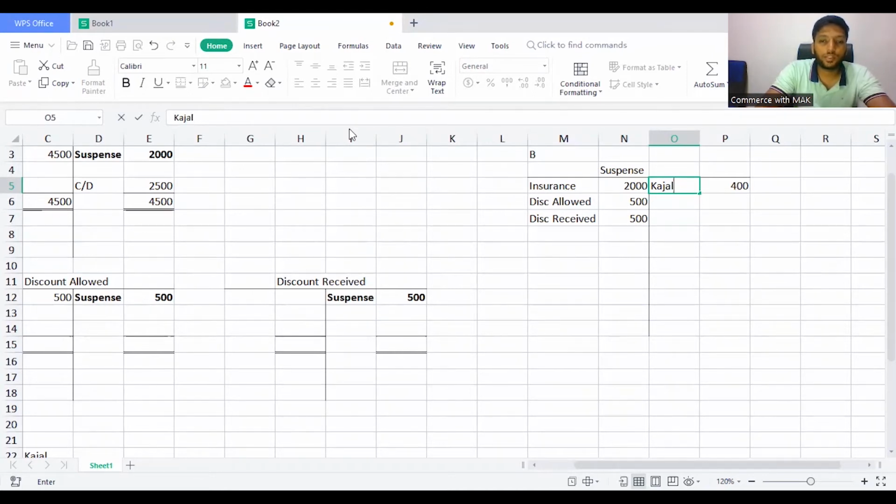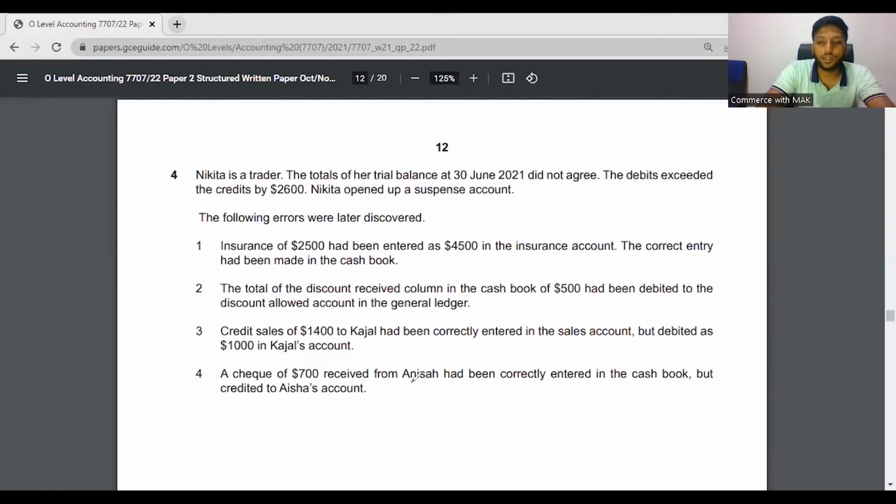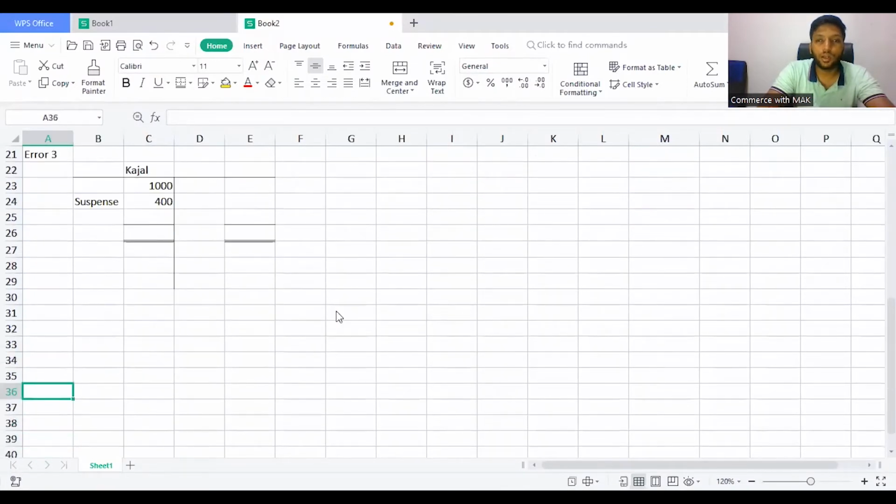We have the fourth adjustment, error 4, saying a check of 700 received from Anisha had been correctly entered in the cash book. So cash book is correct, but credited to Aisha's account. So this is error of commission because it's a name change. Other than that, the entire thing is exactly correct. So with that ideology, I'm going to open up two accounts. One is Anisha's account, other one is Aisha's account. So I'll open up two accounts here.